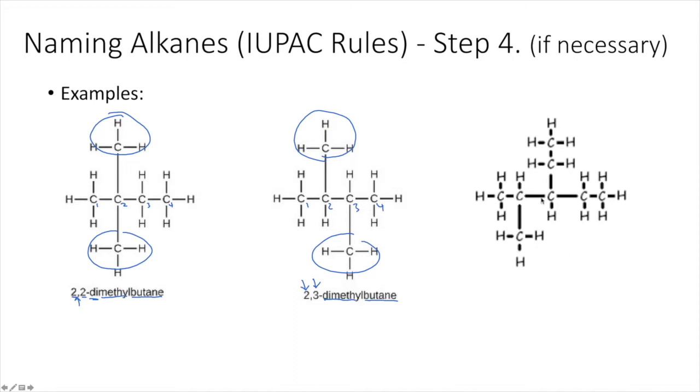Okay, so now let's talk about this one. So first of all, let's identify the longest continuous carbon chain. So there's 3 right here, 1, 2, 3. There's 1, 2, 3, 4, 5 there. 1, 2, 3, 4, 5 there. And so since that goes in a straight line, let's consider this to be the backbone of our compound. And so that's 5 carbons.